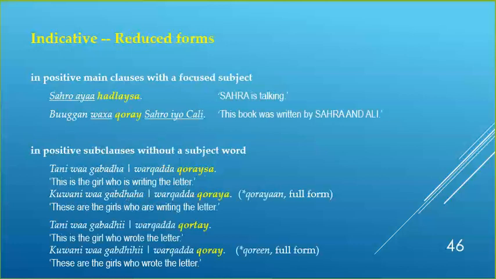Next, indicative reduced forms are used in positive main clauses with a focused subject. That's something that is mentioned in every description, I would say. It's also used in positive subclauses without a subject word. So the head of the subclause is the noun in the main clause, and there is a subject gap in the subclause. So we get the reduced forms.